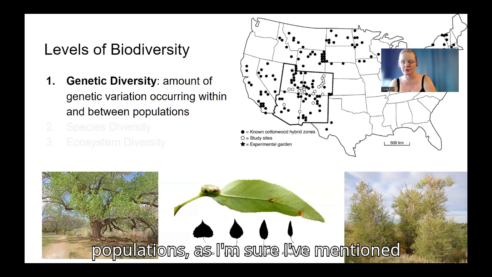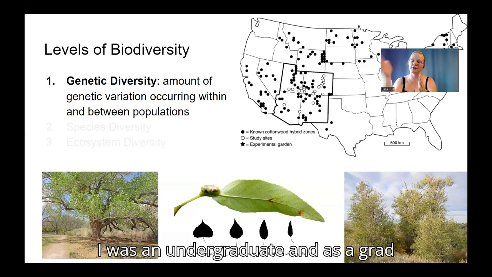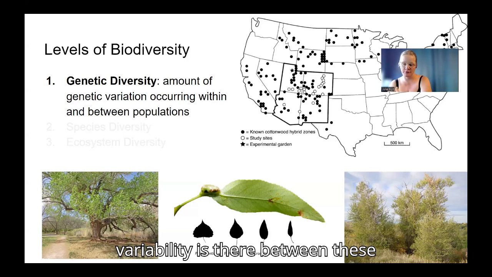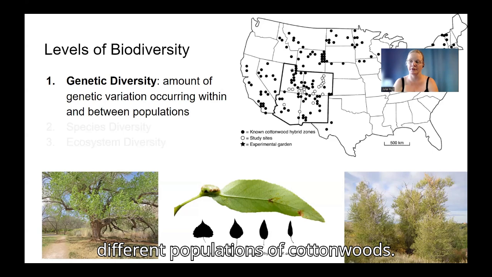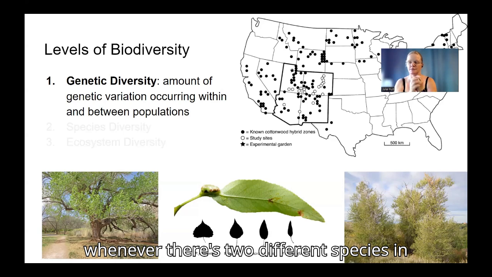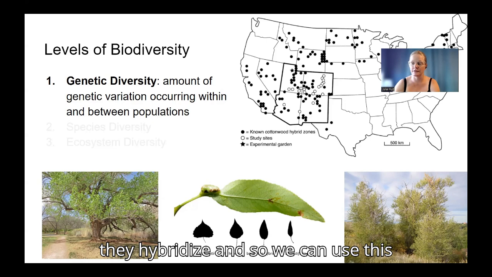As I'm sure I've mentioned ad nauseum, I studied cottonwoods as an undergraduate and as a grad student. And one of the things that we looked at was how much genetic variability there is between these different populations of cottonwoods. And cottonwoods are interesting because whenever there are two different species in the same genus and those ranges overlap, they hybridize. And so we can use this leaf morphology.